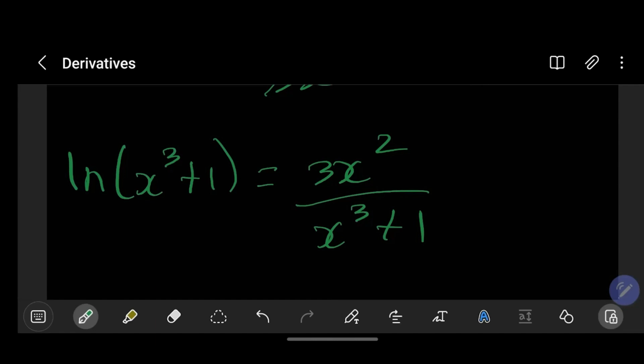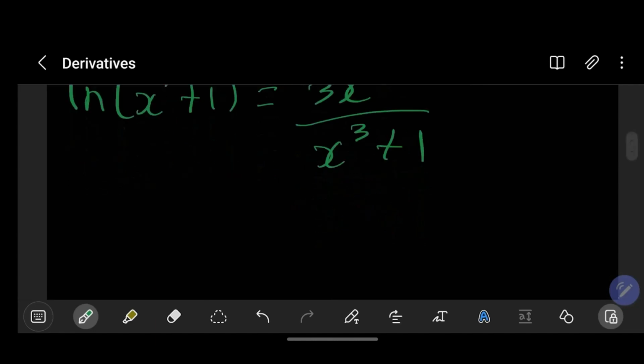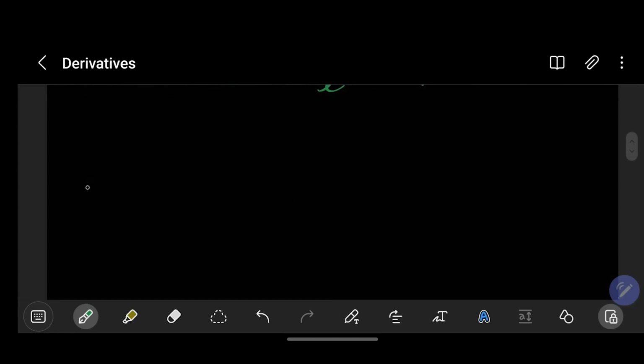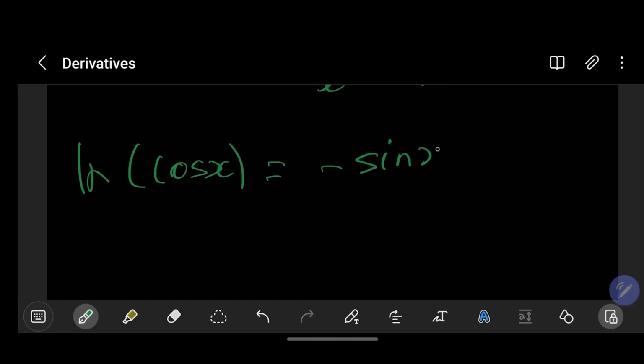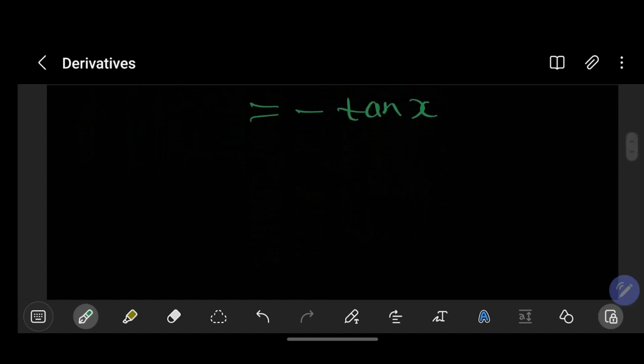What if we have our famous trig function? So what if we have ln of cos of x? So that will equal to, we find the derivative of cos, which is minus sine of x over cos of x, and that's basically minus tan of x. Sine over cos is tan. Okay.